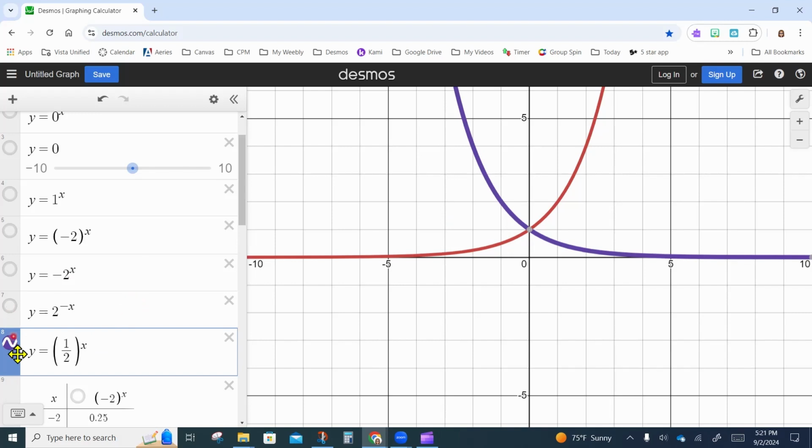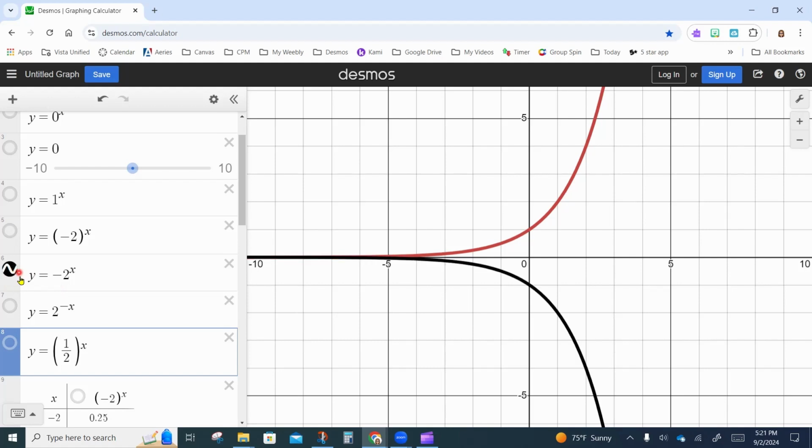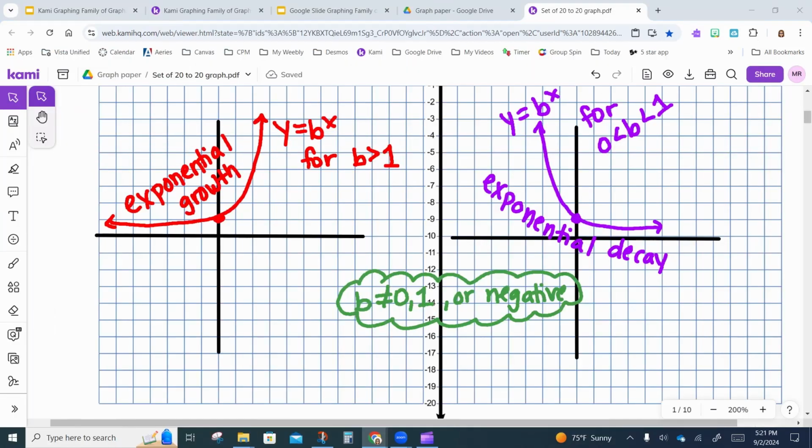Now, the last one I want to show us is if I have a negative, not that I'm taking the negative of a number to a power, but I'm taking the positive base to a power and I have a negative outside. So my base is not negative. I'm raising my base to a power, then I'm making it opposite. So when I click this one, you're going to see that's going to flip that graph over across the x-axis, and that's what that graph's going to look like. So let me come back to this.